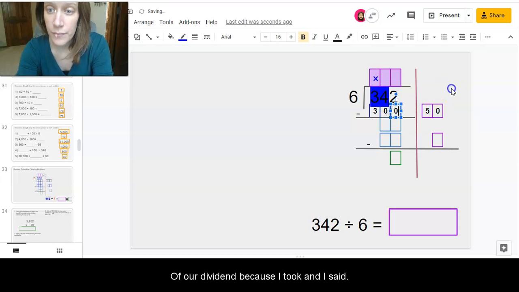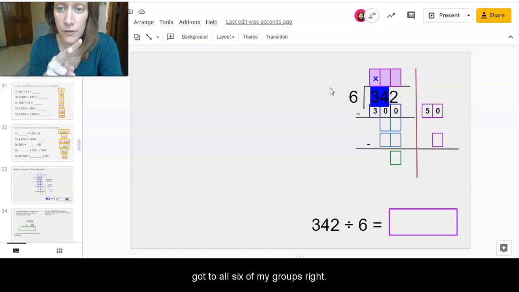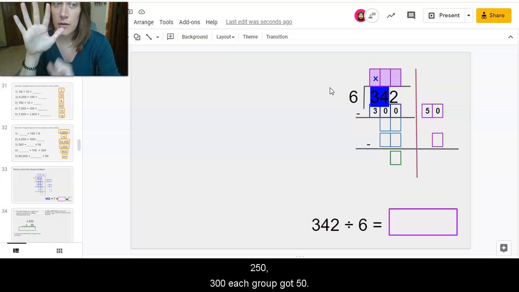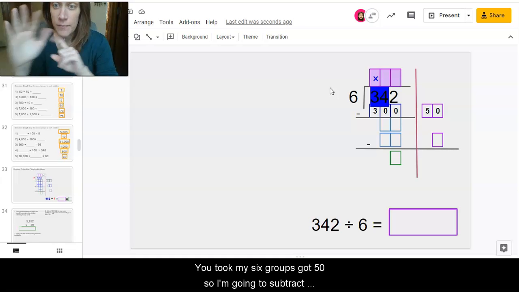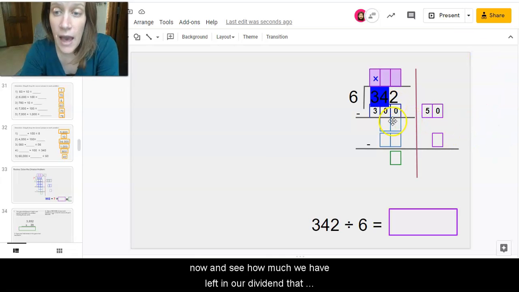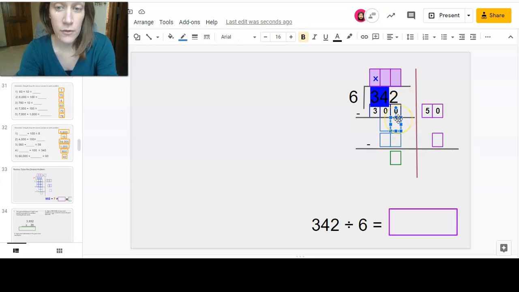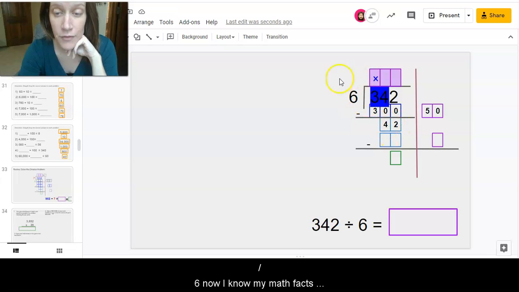of our dividend because I said 50 to one group, 50 to another group, and I kept going until I got to all 6 of my groups, right? 50, 100, 150, 200, 250, 300. Each group got 50, okay? Each of my 6 groups got 50. So I'm going to subtract now and see how much we have left in our dividend that we still have to break apart. 2 minus 0 is 2. 4 minus 0 is 4. We have 42 left. So now we're doing 42 divided by 6.